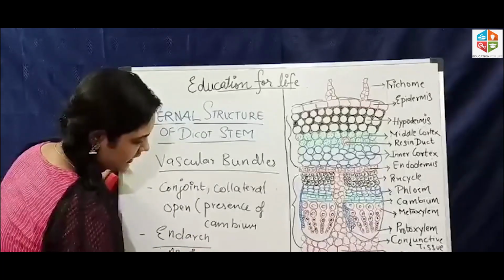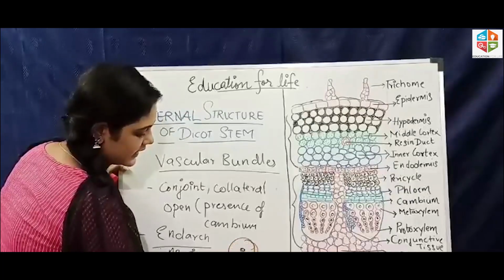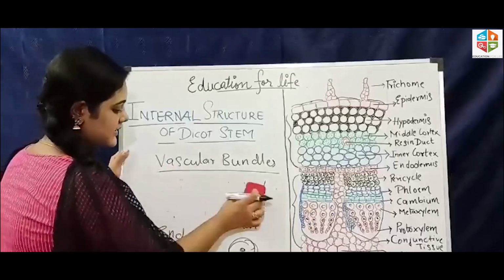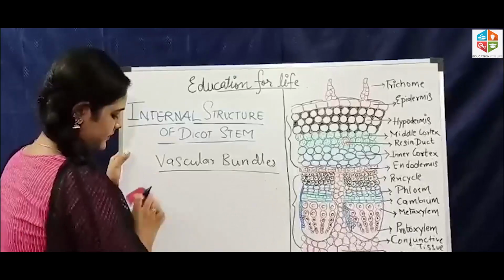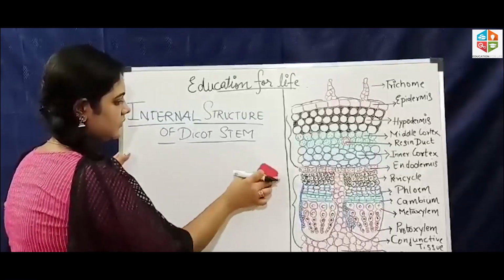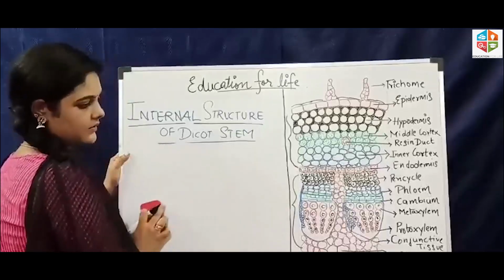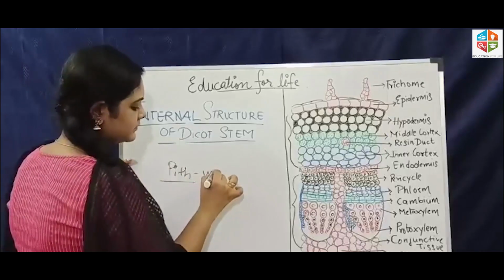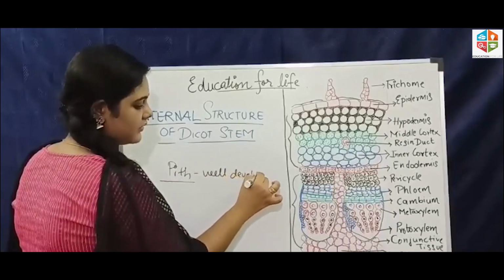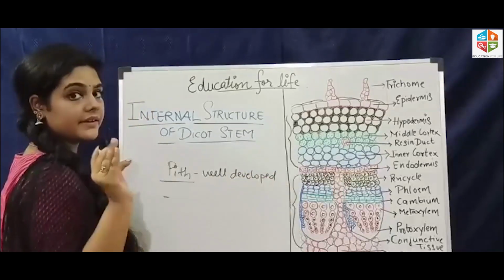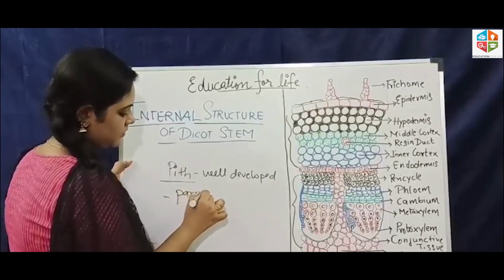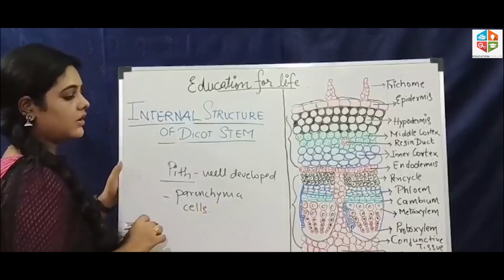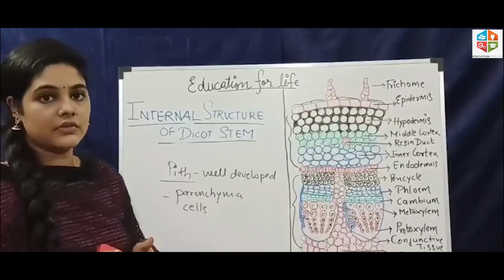These vascular bundles are arranged as a ring around the pith. So this was all about the vascular bundles. The pith here is a well developed pith, made up of parenchymal cells. So this is all about the internal structure of the dicot stem.